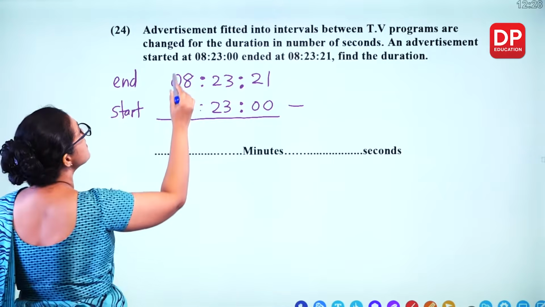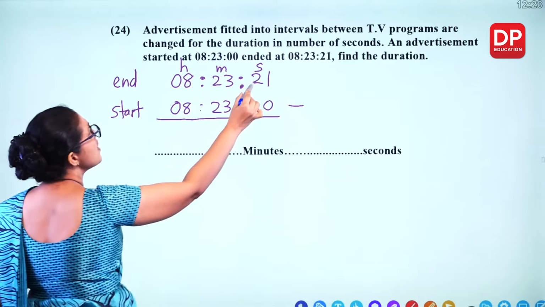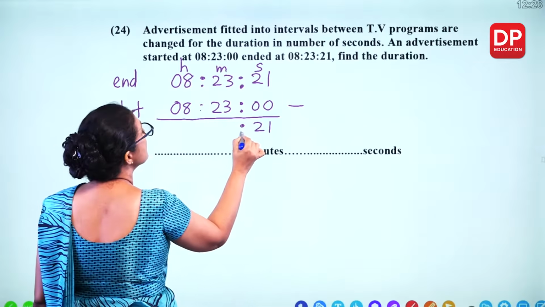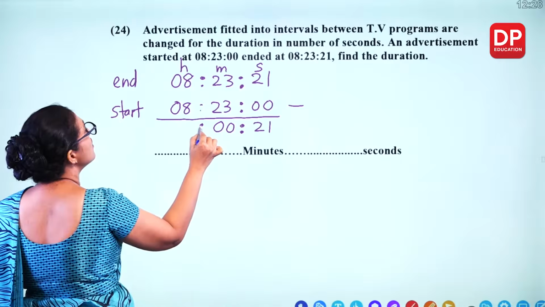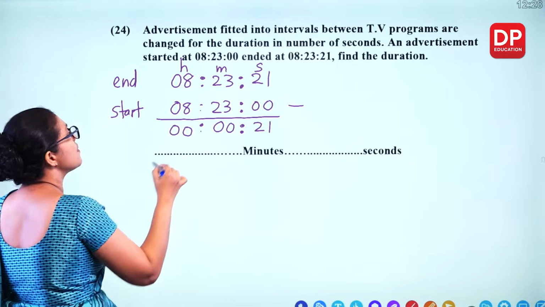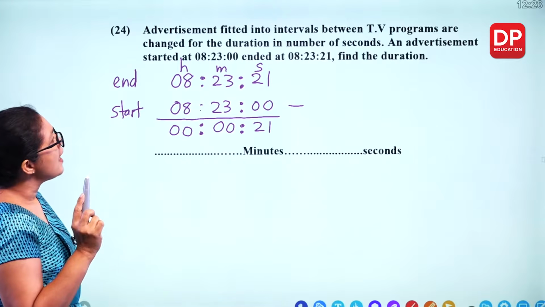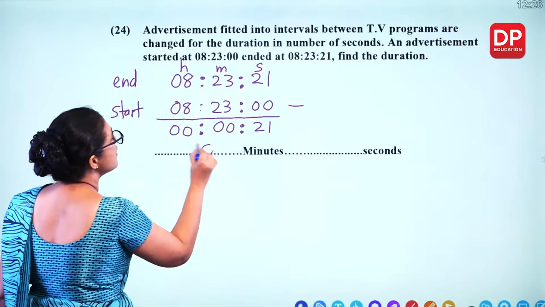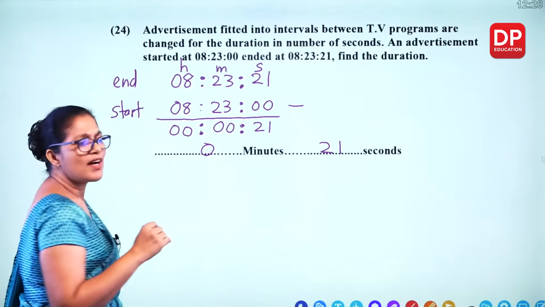Subtract. This is hours, minutes and seconds. 21 minus 0, that's 21 seconds. 23 minus 23 is 0. Here also 8 minus 8 is 0. Now what's the time? So the advertisement is only 0 minutes and 21 seconds only.